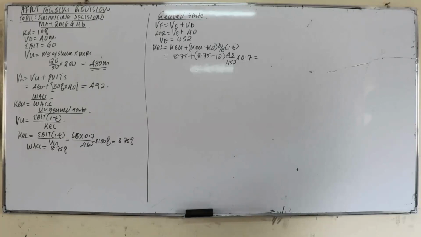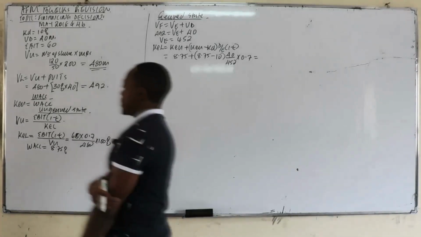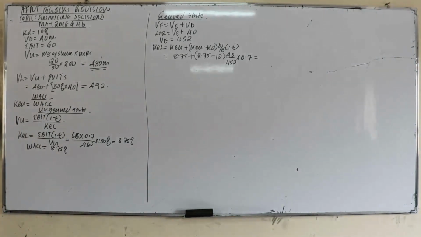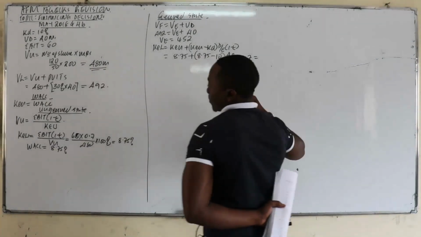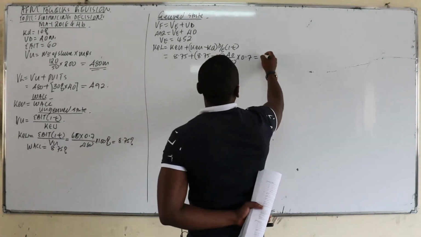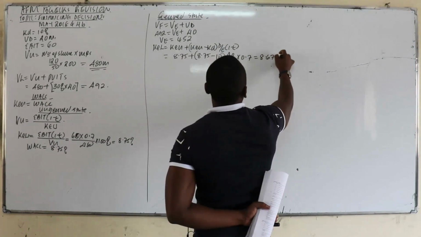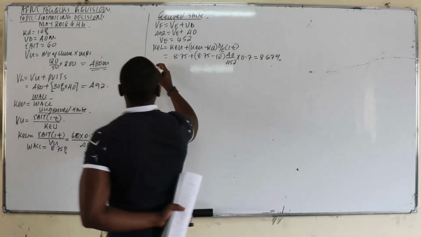Sorry? This one. Which one? Oh, this one? Like that? Yeah. This one is 8.67%. So therefore, I can compute WACC.